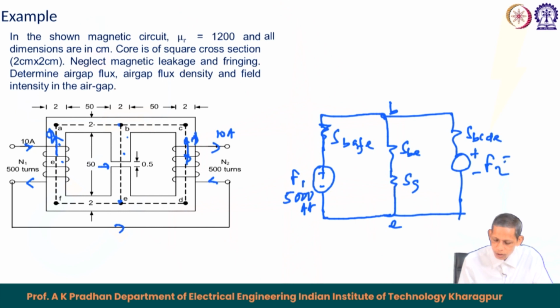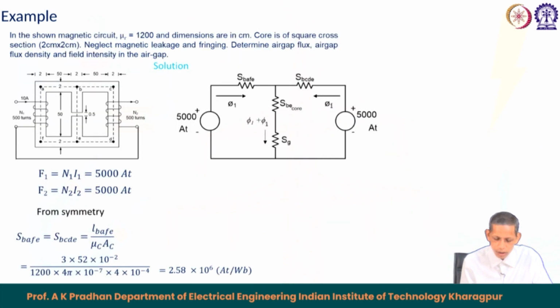So, this F 2 equals to also 5000 here, because both are having number of turns 500 with current of 10 ampere. So, the equivalent circuit becomes like this, and then from the different value of S and the F, we need to solve the question. The question is determine the air gap flux and the air gap flux density and the field intensity in the air gap. So, for this case the corresponding equivalent circuit diagram becomes like this.